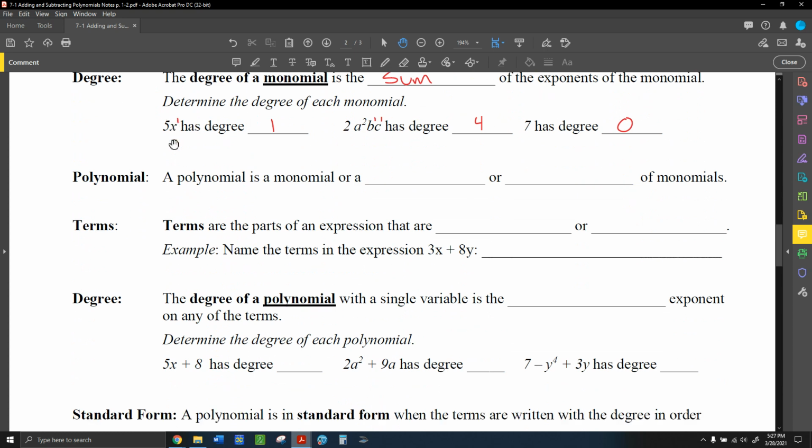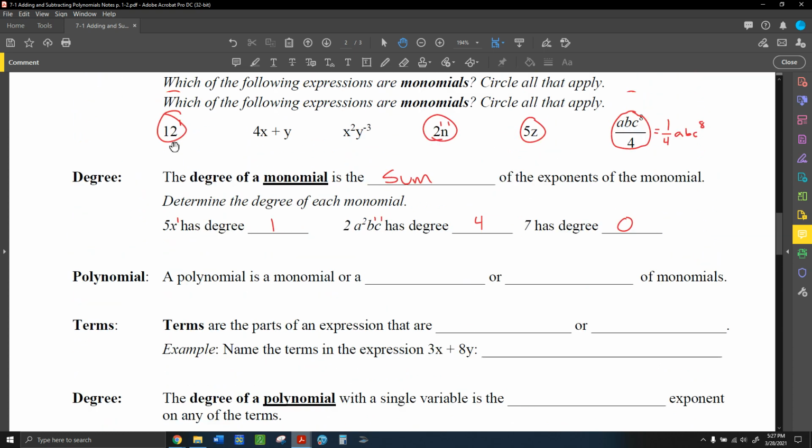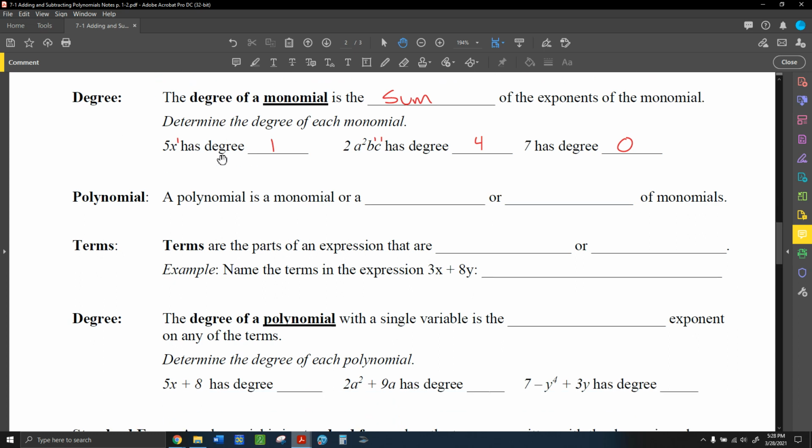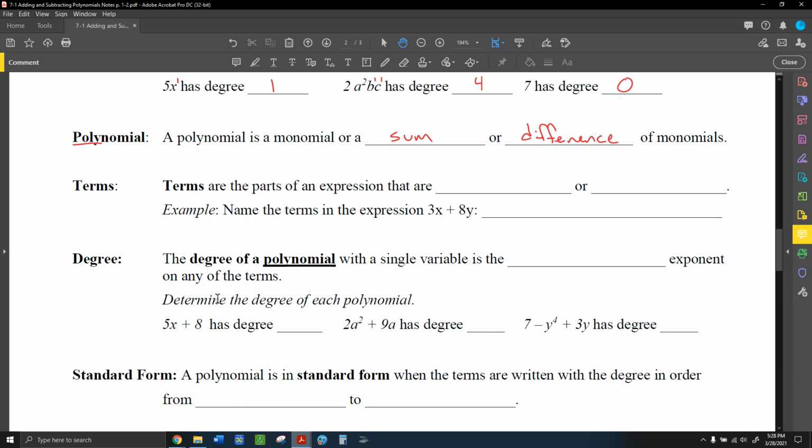Now let's actually define what a polynomial is. Well, you can determine from a monomial that has one term, a polynomial is a monomial or many terms. So poly, meaning many, is like many monomials. Or in other words, a polynomial is a monomial or a sum or difference of monomials. So we're taking a bunch of monomials and we're adding or subtracting them together. Each of these bits that we add or subtract together are called the terms. So the terms are the parts of the expression that are added or subtracted.